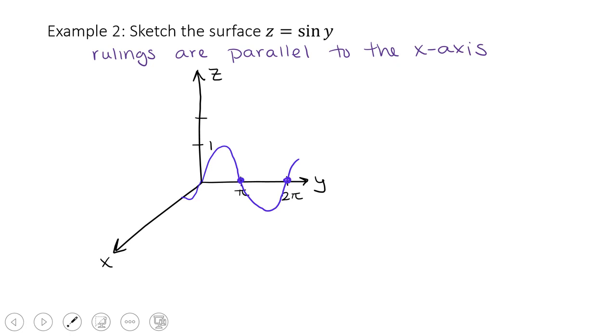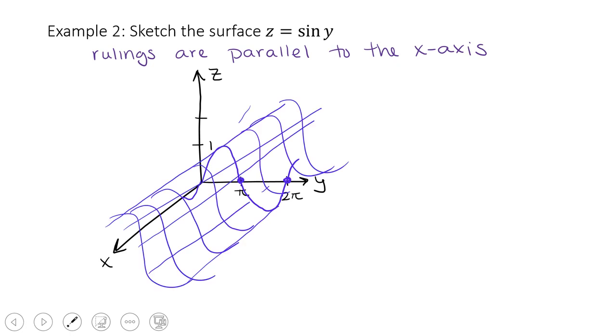And so I'm going to draw some rulings, or just parallel lines that run parallel to that x-axis. So my drawing's not great, but it kind of looks like, to me, this particular shape. It's almost like you took a piece of paper and you kind of put some folds in it in the shape of a sine wave. That's exactly what this surface is looking like.